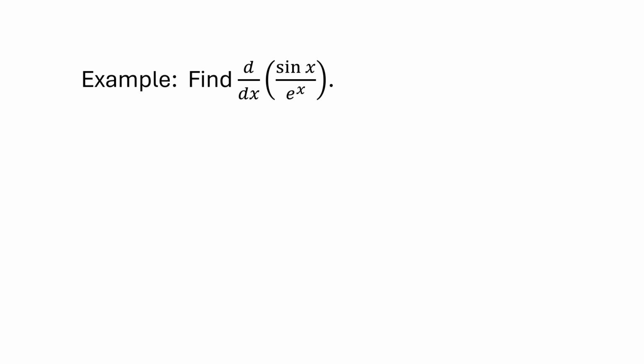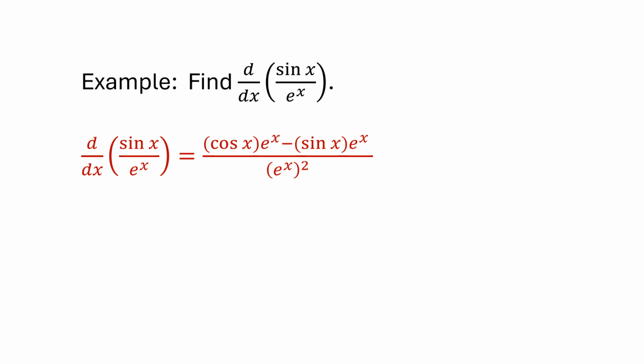Example, find the derivative with respect to x of sine of x over e to the x. Well, the derivative of sine of x, the numerator, is cosine x, times the denominator, e to the x, minus the numerator, sine x, times the derivative of the denominator, e to the x, divided by e to the x squared. This can easily be simplified by factoring out e to the x and canceling with one of the e to the x's in the denominator to cosine x minus sine x over e to the x.